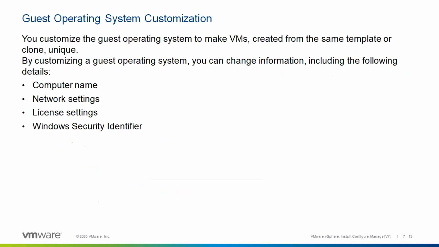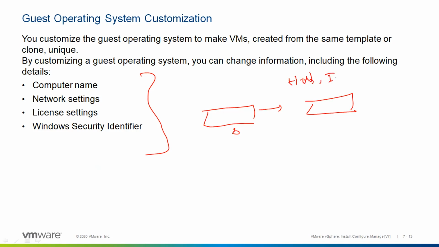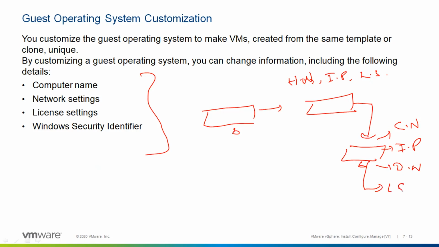So that's the way we can use clones. Then the next option is guest operating system customization. Let us suppose I have created a template from a VM, and this template has certain settings, like one host name or maybe some IP address, some license settings. But for the VM I want to create from this template, there should be some difference. There should be a different computer name, a different IP address, a domain name, and some licensing settings.